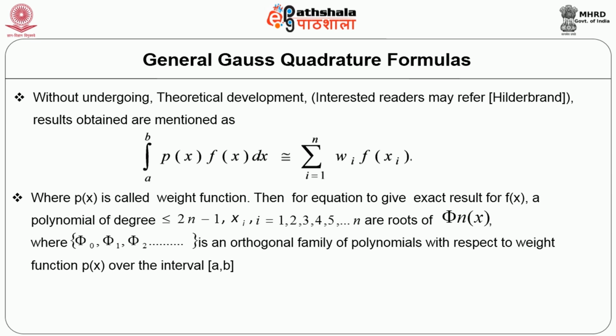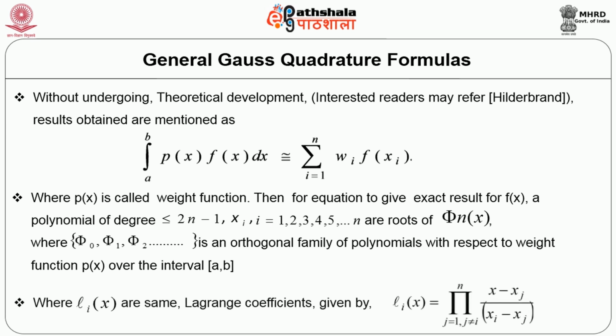The Wi's are nothing but the integral from a to b of Li(x) dx, where Li(x) is the Lagrange coefficient given by the product of (x minus xj) upon (xi minus xj), where i is different from j. So, those who are interested in learning about this result, how it is arrived at, and the theoretical development are urged to refer to Froberg, Hildebrand, Brady, Chennai.